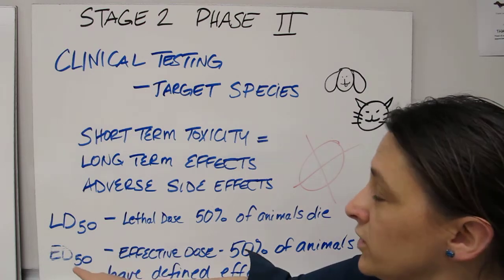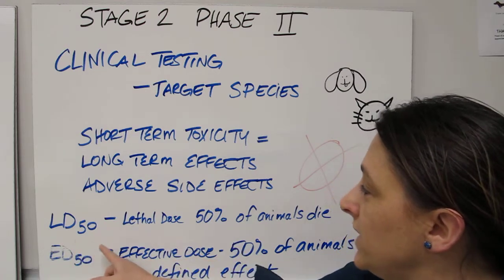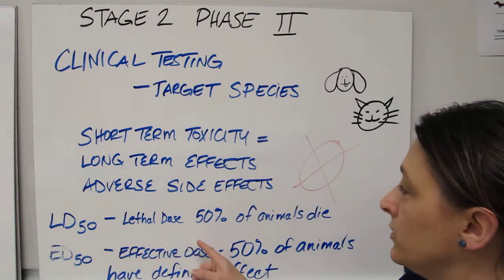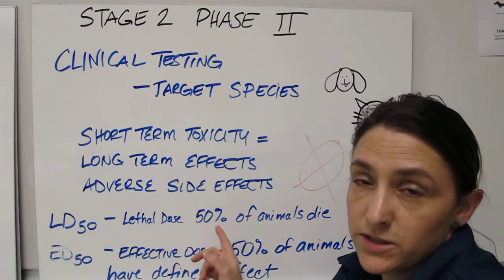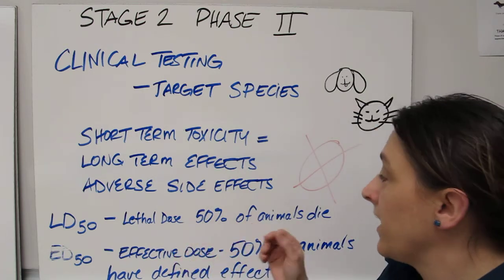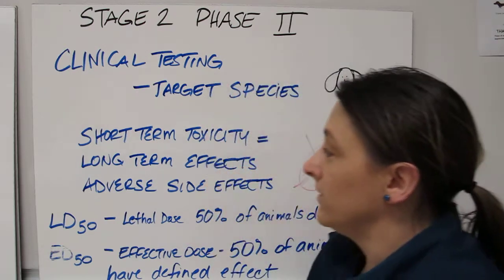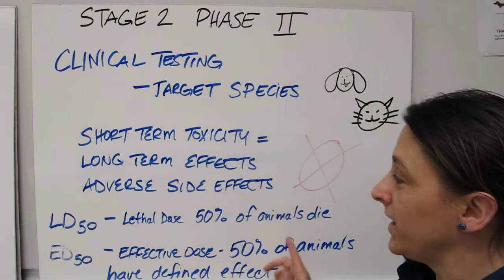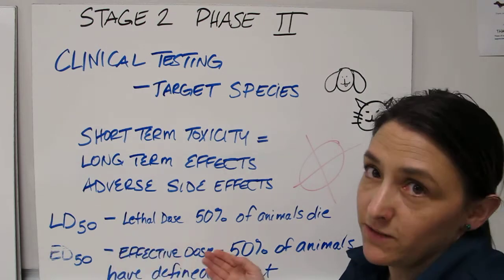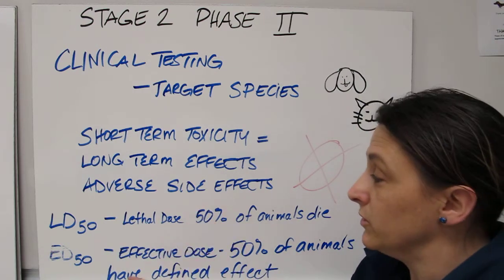So there's some other terms to know. LD50. LD50 is the lethal dose. This is where 50% of the animals die, right? So at this point, they've given the medication. If 50% of the animals die, that is the lethal dose.